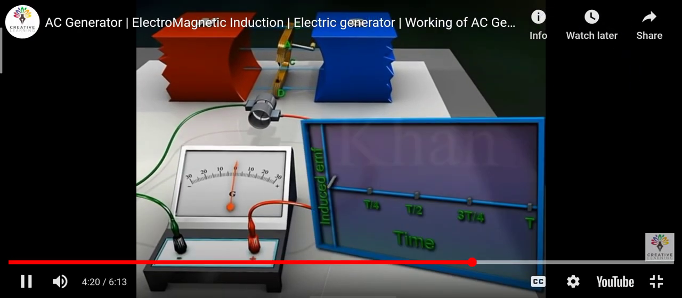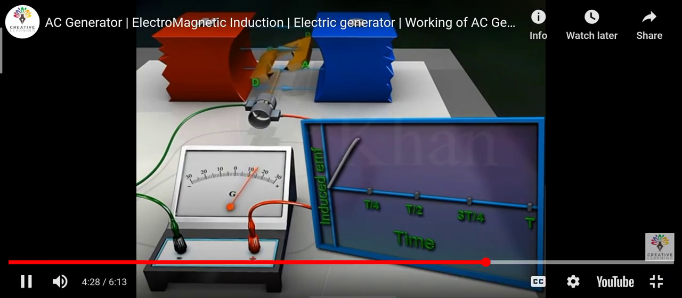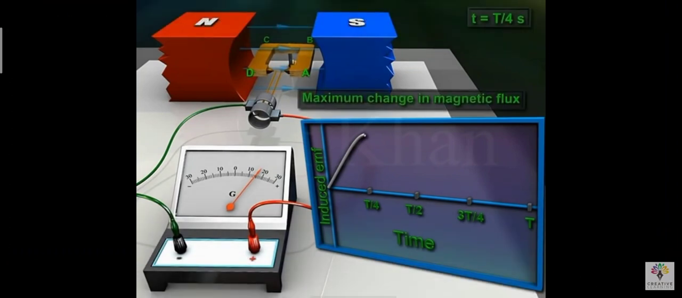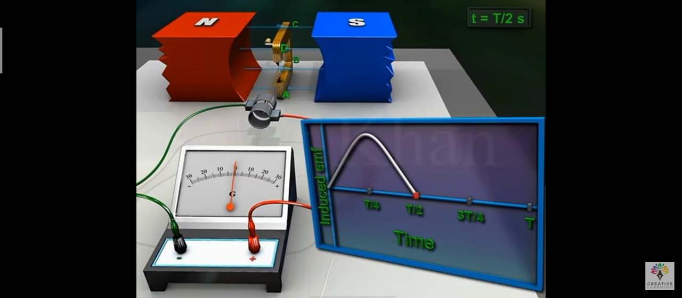During the first quarter rotation, the induced EMF increases. Then, at time t/4 seconds, the armature becomes horizontal. At this position, the rate of change of magnetic flux momentarily attains the maximum value. Therefore, the induced EMF at this position is maximum. During the second quarter rotation, the induced EMF decreases. Then, at time t/2, the armature again becomes vertical and therefore the induced EMF is 0.